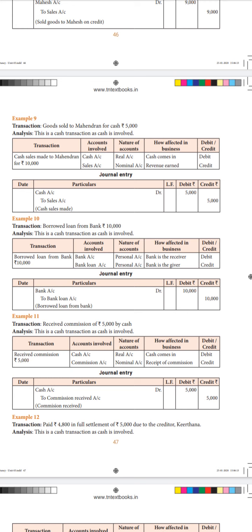Commission received account again is a nominal account. Since we are receiving commission, it is an income to the business, hence it has to be credited. So the entry will be cash account debtor to commission received account. You have to be specific while writing the journal entry. You have to write this as commission received account. And the amount of rupees 5,000 is to be written in the debit and the credit column.